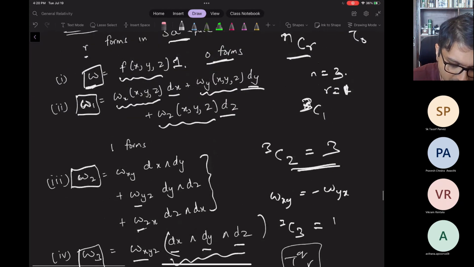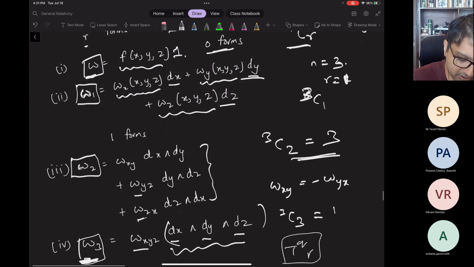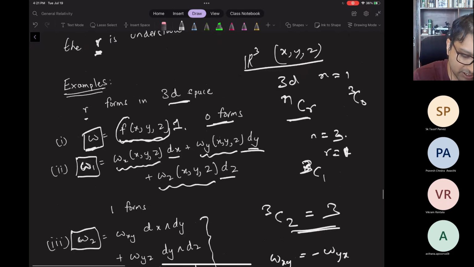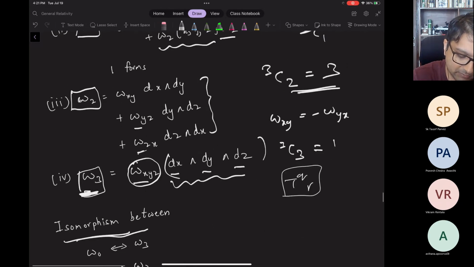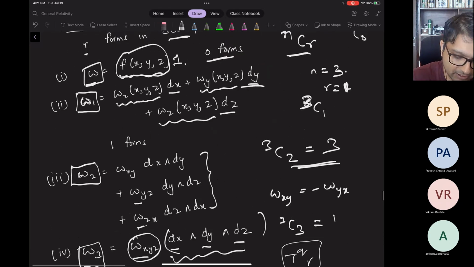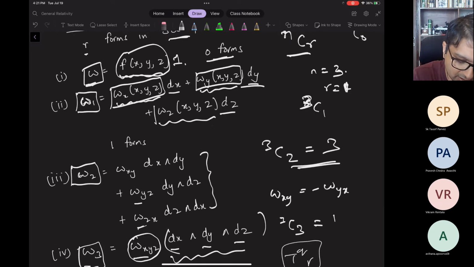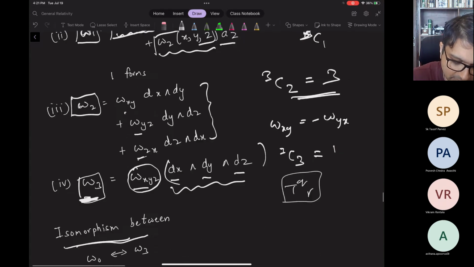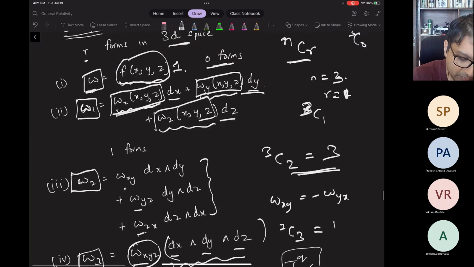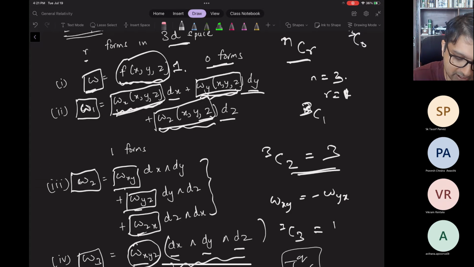So how do we see this isomorphism? Well, it is kind of easy to see because here I just have a single function omega xyz, and here I have a single function f of xyz. So we can just do a direct mapping between f of xyz and omega xyz. Here, to see the isomorphism between the one-forms and the two-forms, we could define a mapping where omega x of xyz is mapped to omega yz, omega y of xyz is mapped to omega zx, and omega z of xyz is mapped to omega xy.